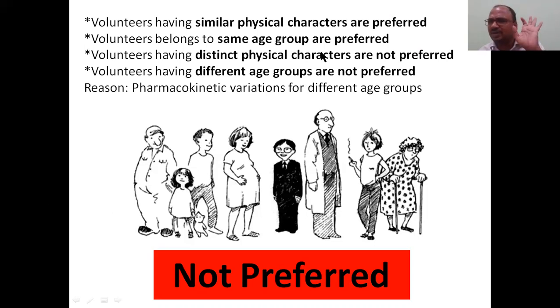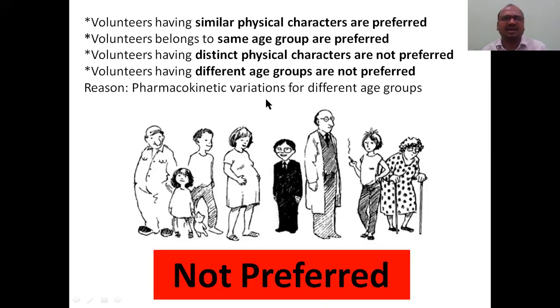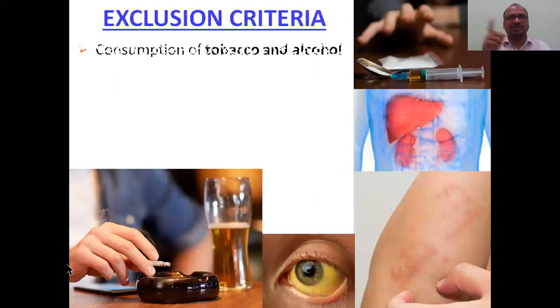Volunteers belonging to the same age group are preferred. Volunteers having distinct physical characteristics, all these distinct physical properties, should not be selected. Volunteers of different age groups are not preferred because of pharmacokinetic variation. Here the volume of distribution is more for these ladies because body volume is increased. So absorption, distribution, metabolism, and excretion vary. That's why don't select them.